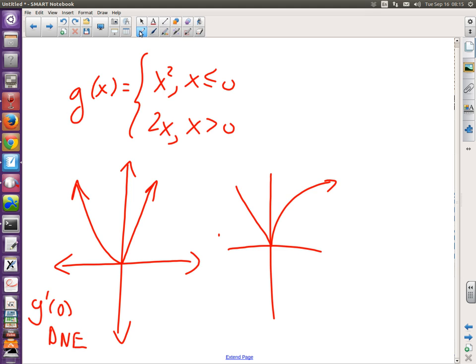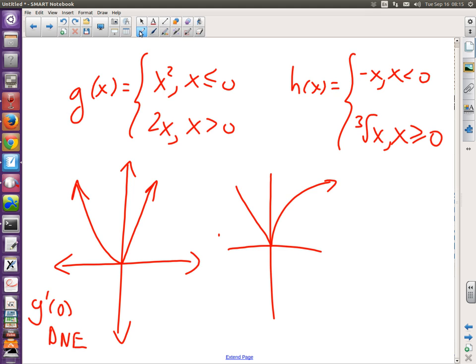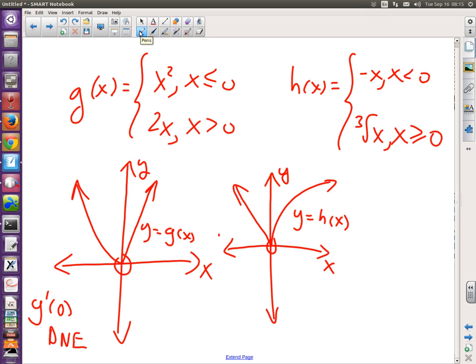I think I could say this is h of x, I don't know, negative x when x is less than 0, and the cube root of x when x is not. That's this guy. So this is y equals g of x. This is y equals h of x. Label everything. Okay, there you go. Both of those are bad. This is called a corner, and this is called a cusp, but the idea is that the slope on the left and the slope on the right are not the same, so the derivative does not exist there.